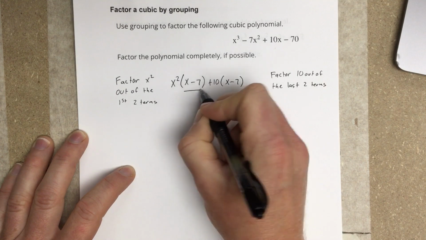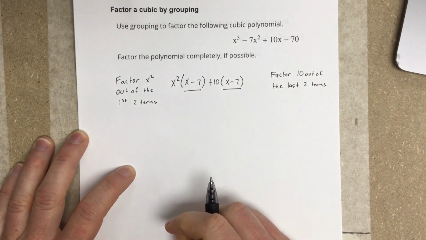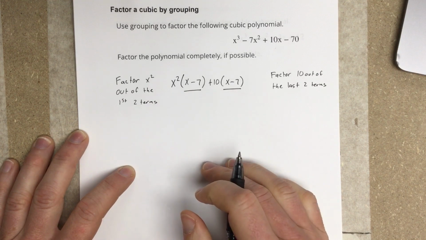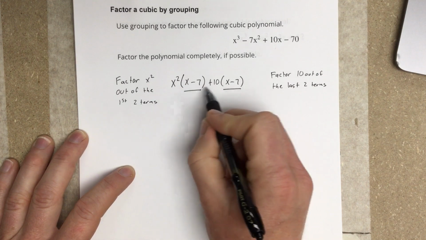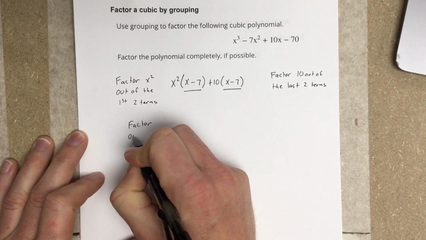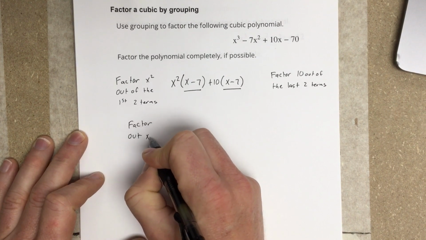So then we have x minus 7 in both terms. That tells us that it's factorable. If that were not the case, then it would not be factorable. So we factor the x minus 7 out now.